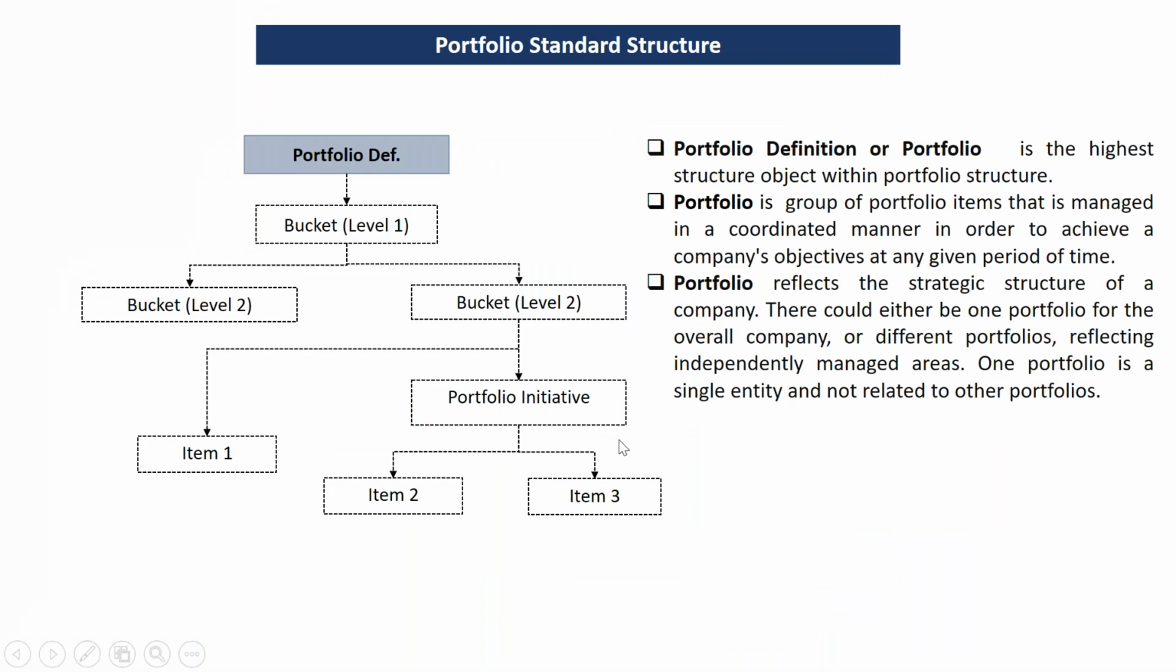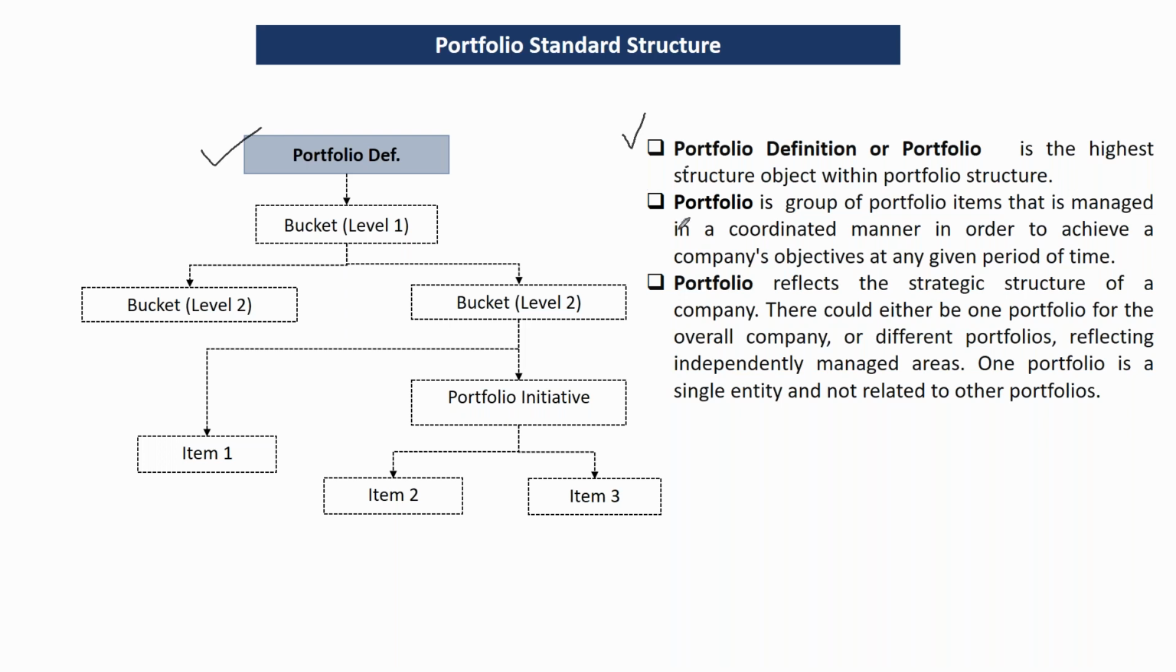Next, let's understand the portfolio definition. The portfolio definition is part of the standard structure. As we understood, the portfolio standard structure has a portfolio definition and multiple levels of buckets: level 1, level 2, level 3, and so on. The portfolio definition, or portfolio, is the highest object in the portfolio structure. That is the first object which you need to create.